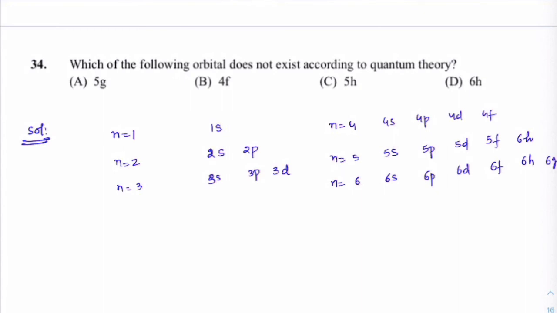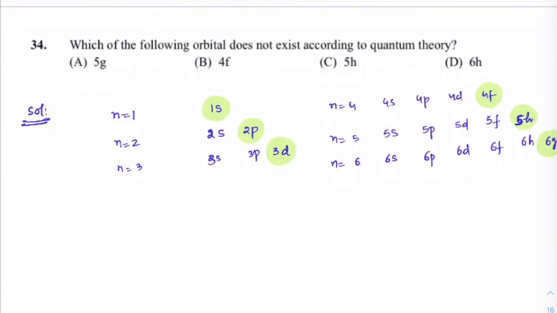So in short, S will always start with 1, P will start with 2, D will start with 3, F will start with 4, H will start with 5, and finally G will start with 6. This is something you can remember.